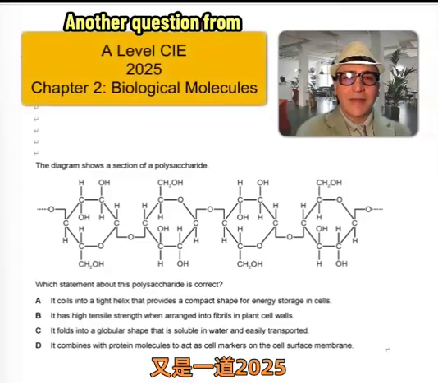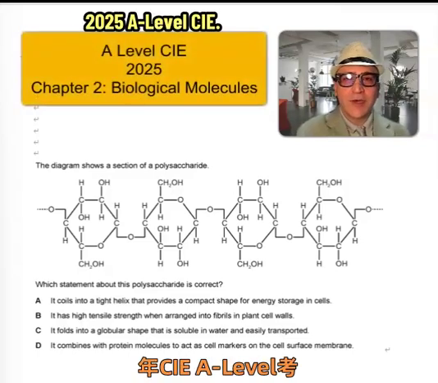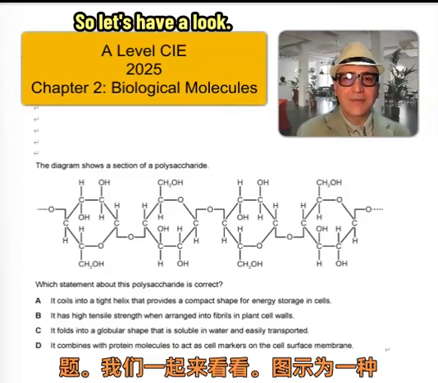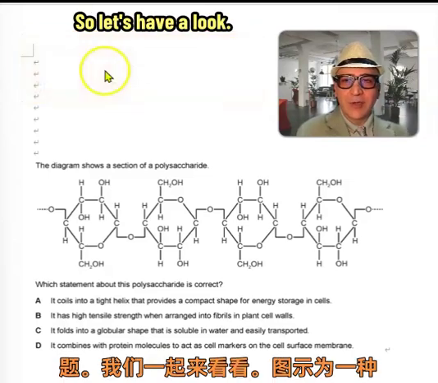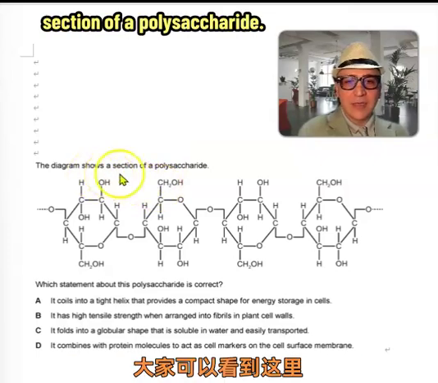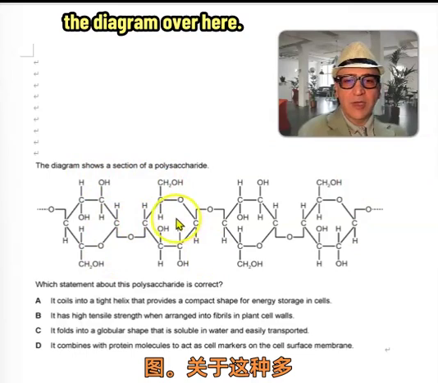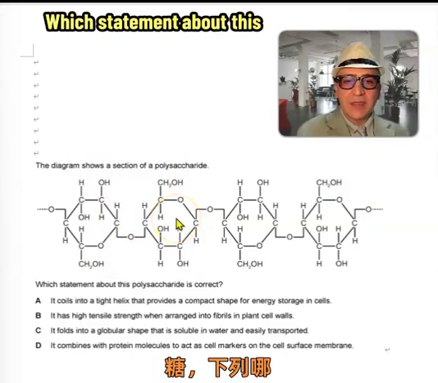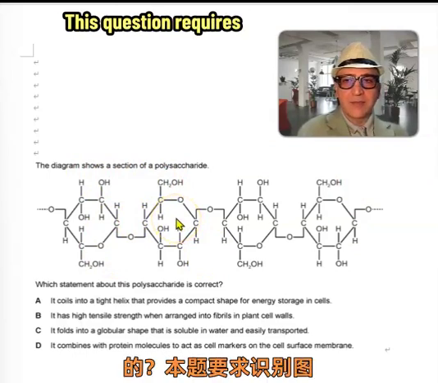Hello everyone, another question from 2025 A-Level CIE. So let's have a look. The diagram shows a section of a polysaccharide. So you can see the diagram over here. Which statement about this polysaccharide is correct?